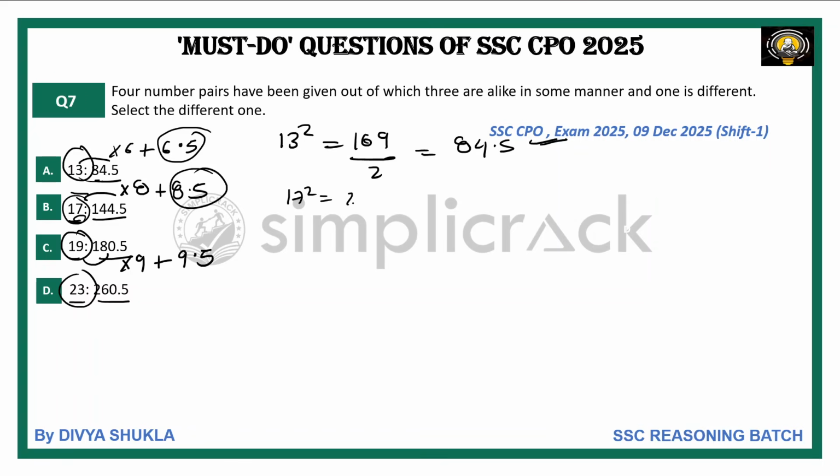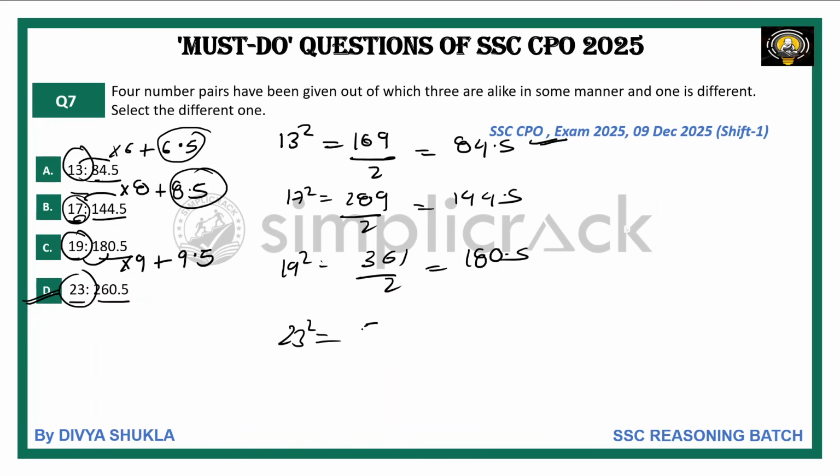17 square, 289 divided by 2, 144.5. Similarly, 19 square is 361 divided by 2, 180.5. That is why option D is the correct answer, because 23 square should be 529 divided by 2, 264.5. That is why this is incorrect.